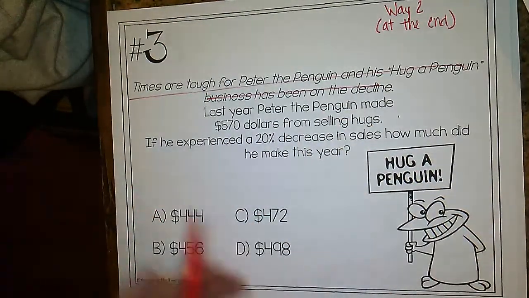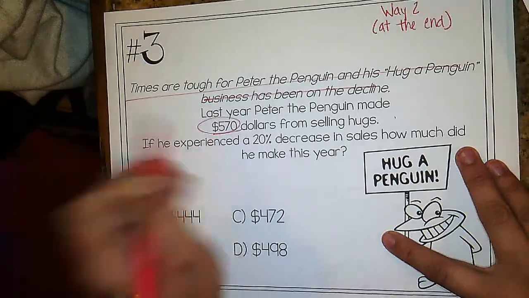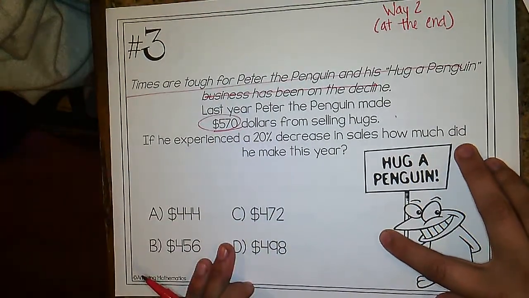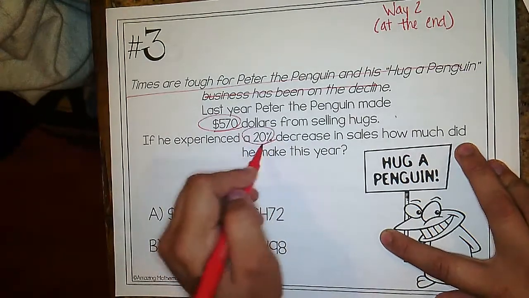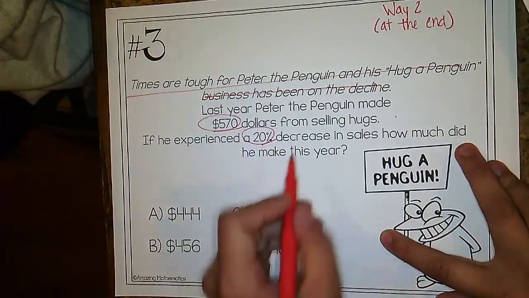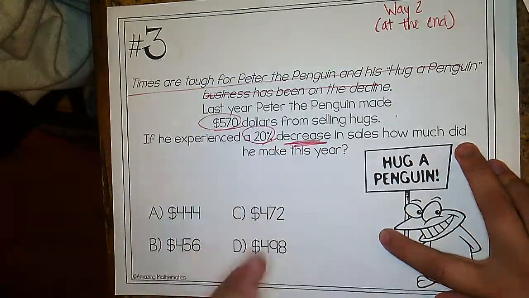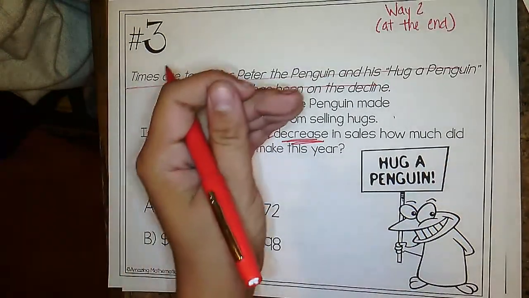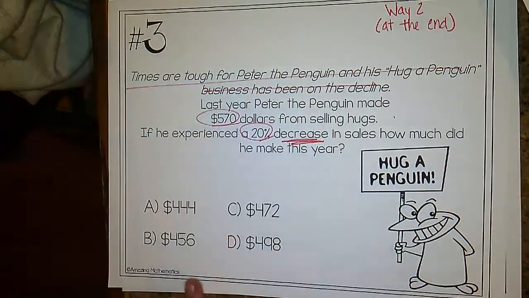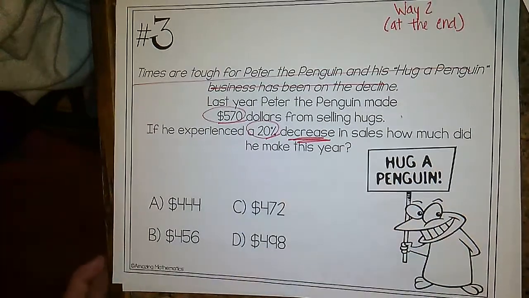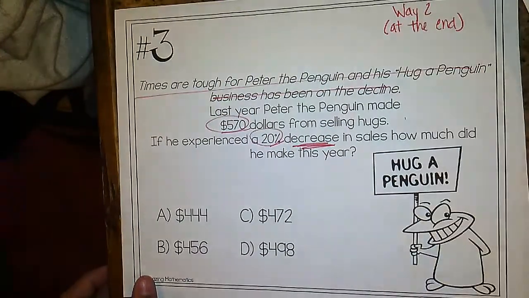So last year, Peter made $570. That sounds like an original total to me. I see 20%. That seems like the percent I'm going by. I see decrease. That's important for me to know because now I'm going to subtract. And how much did he make at the end? My corner says I'm going to try to do it way 2.